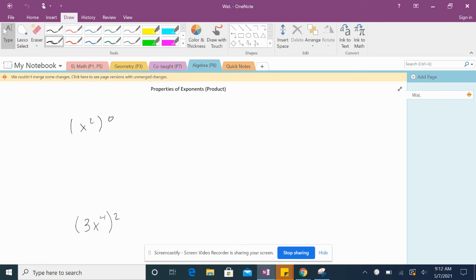This video is on properties of exponents using the product property. Here we have the quantity of x squared to the 0 power.